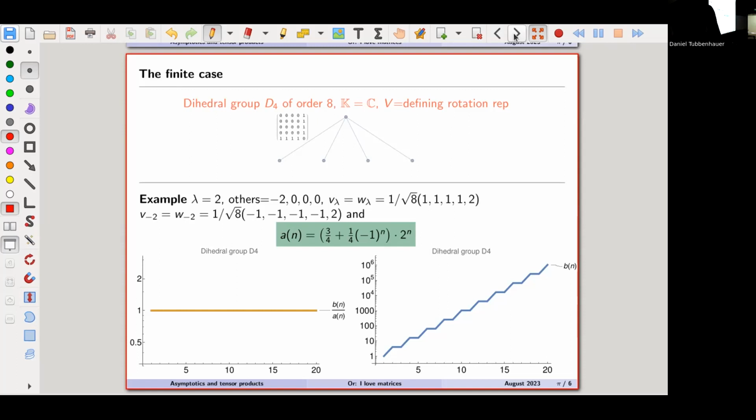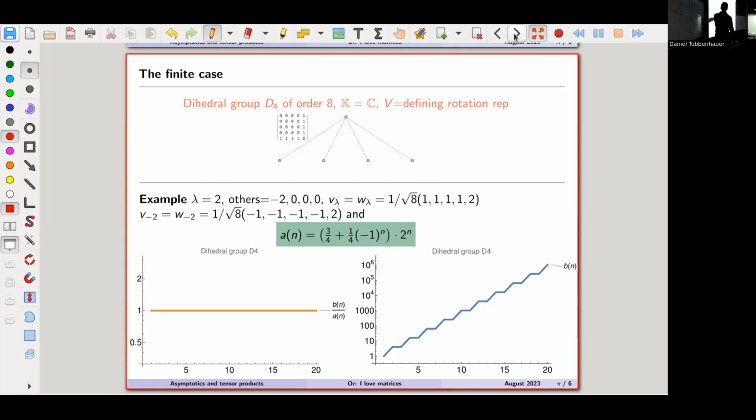So tensoring the 2-dimensional one with itself, let me call this V tensor V, is just the sum of all of the rest. The 4-dimensional representation is the sum of all the 1-dimensional ones. So that's a matrix. You compute its eigenvectors. Here again, to get the dimension, the leading eigenvalue is 2. The eigenvalues are 2, 1, 1, 1, 1, normalized by the order of the root.